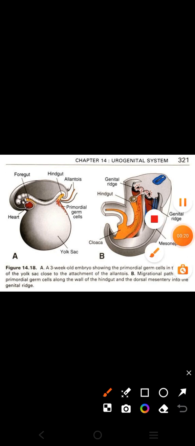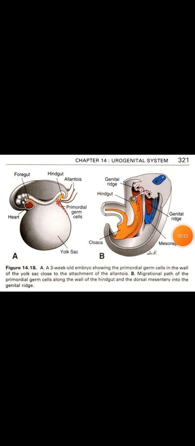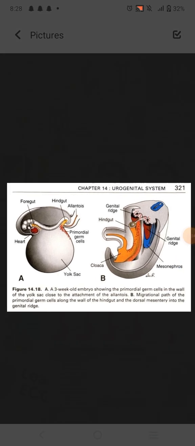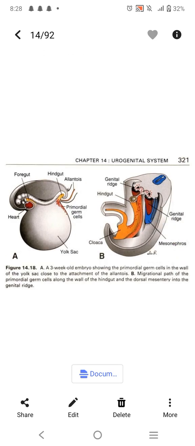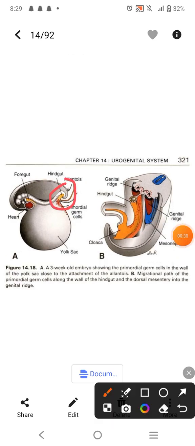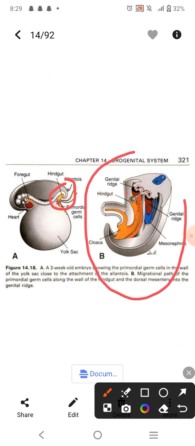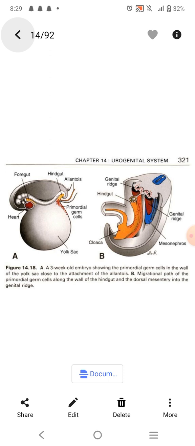Like in the previous video, I have explained this picture a lot. I told you about this hindgut, and in this cross sectional view of the posterior abdominal wall, this is the hindgut, right? And this is the cloaca. I just highlighted this cloaca in the previous video. So this is the cloaca.